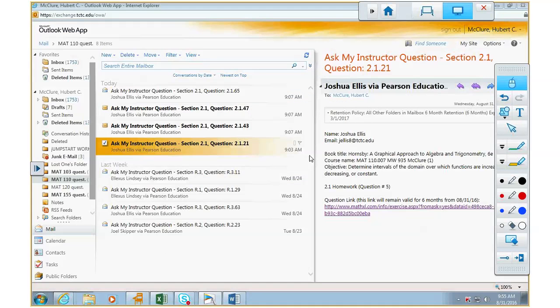Let's see, read page. Let's go. That was 21. Let's go with the next number, which is 43.